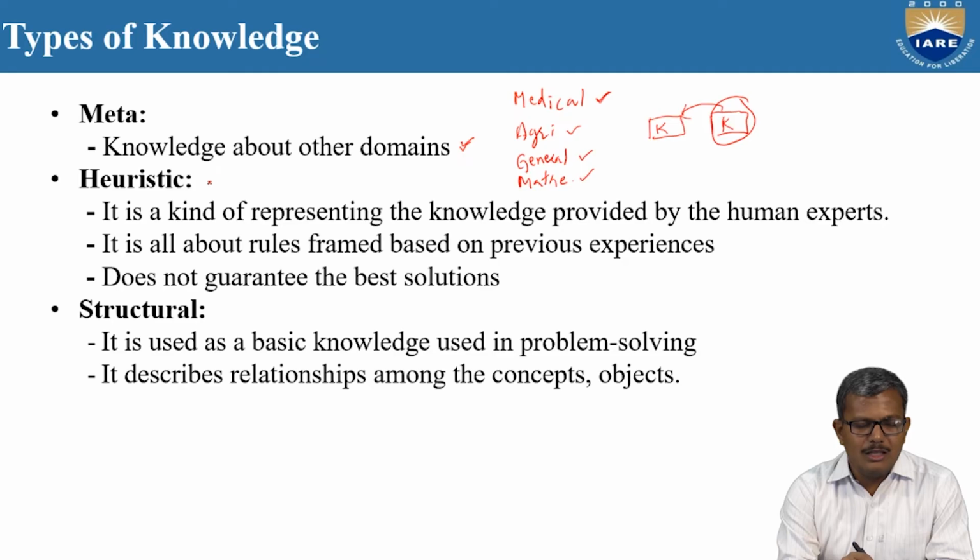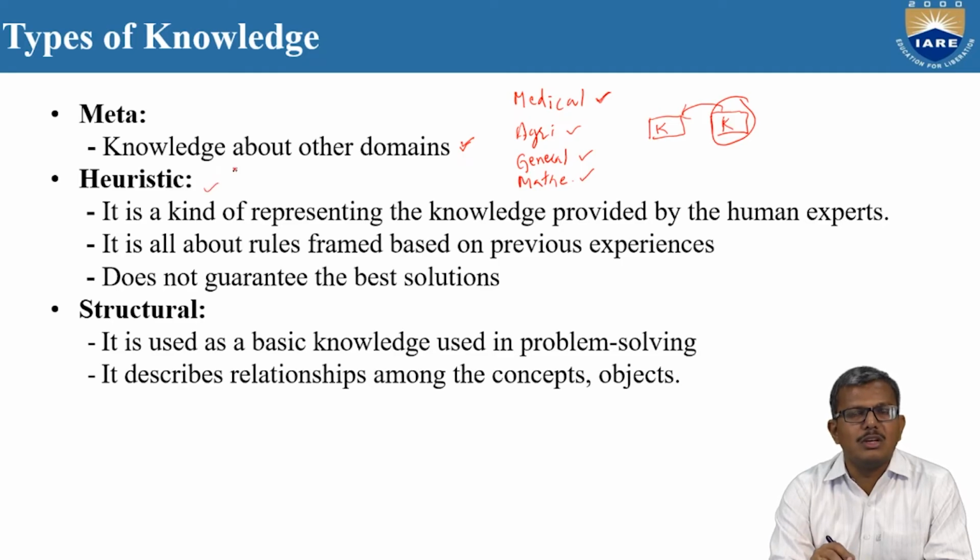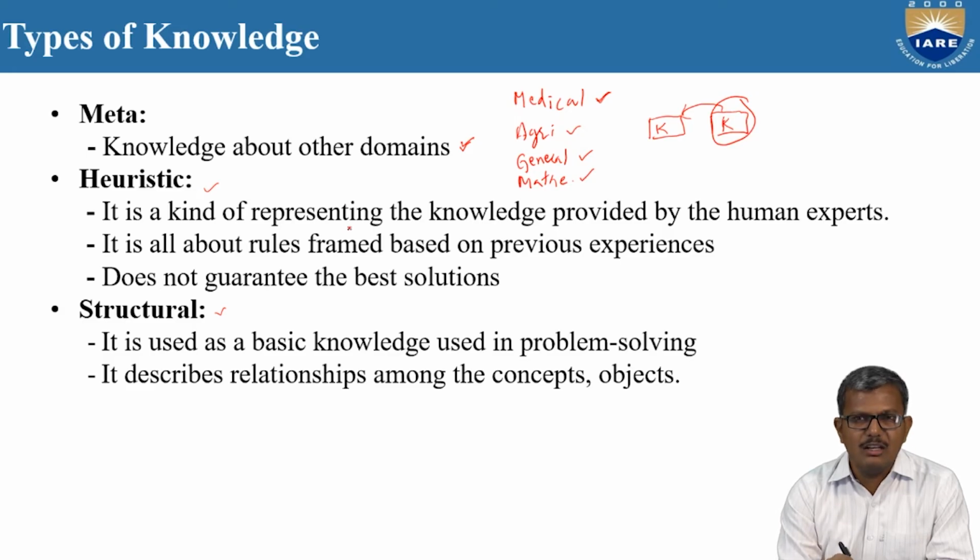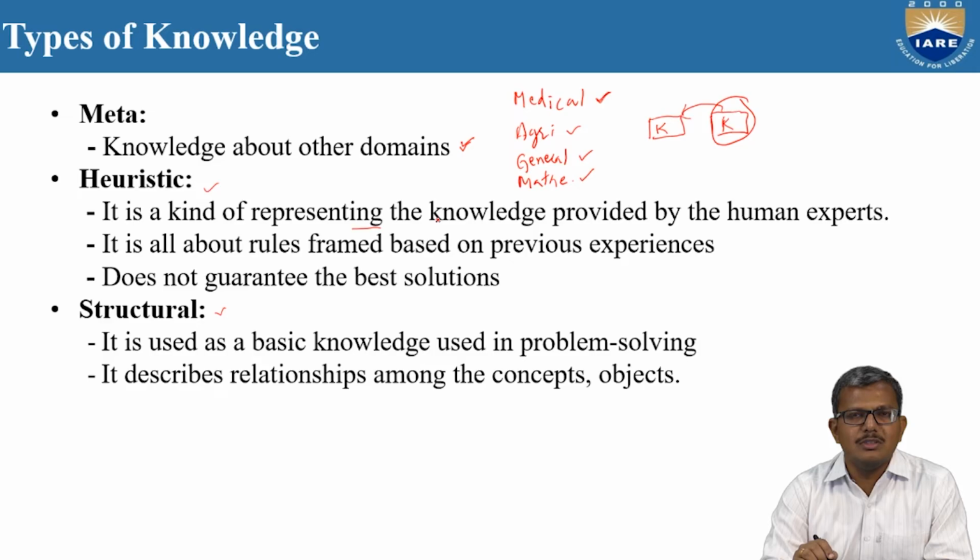And the next one is called heuristic knowledge. Along with procedural and declarative, we are going to talk about meta, heuristic, and structural. In heuristic, it is a kind of representation of the knowledge that is provided by the experts. So who are the experts here? Those who have clear experience, who have more experience in solving problems related to a particular domain. Those people we generally call experts.